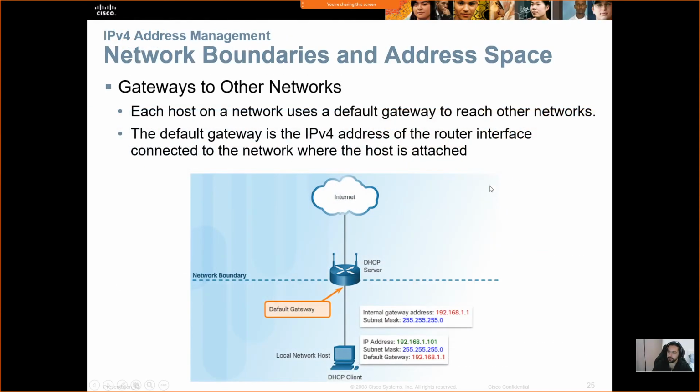IPv4 address management. Each host on the network uses a default gateway to reach other networks. When we did the Cisco Packet Tracer, I don't know if all of you guys remember that, we didn't configure a default gateway address even though it was there. So we could configure it, but we didn't do that. And why? Does anyone know why we didn't configure the default gateway in the Cisco Packet Tracer that we did?